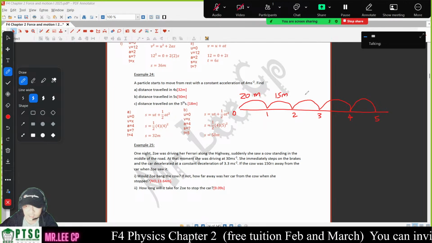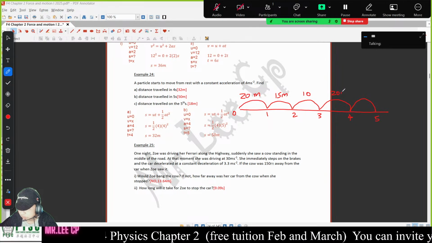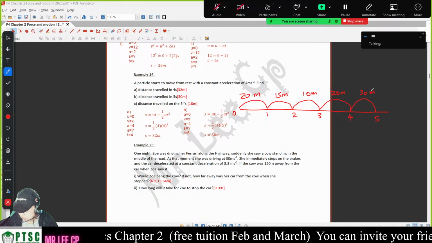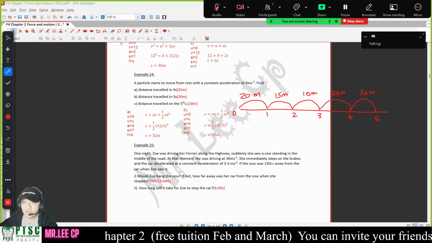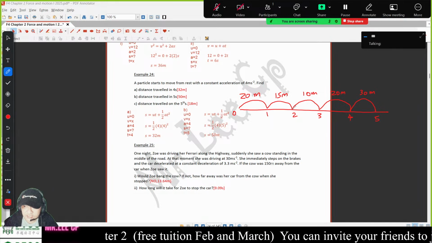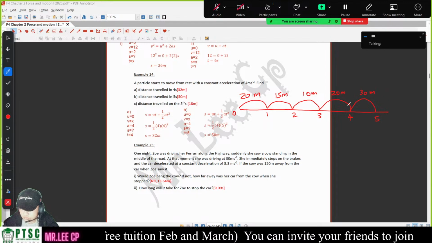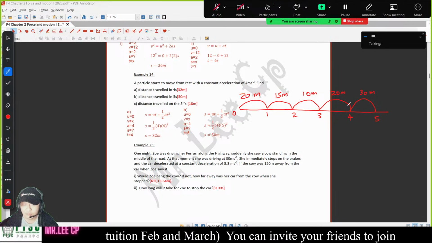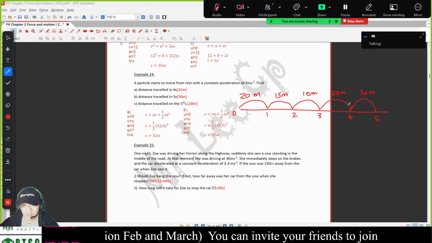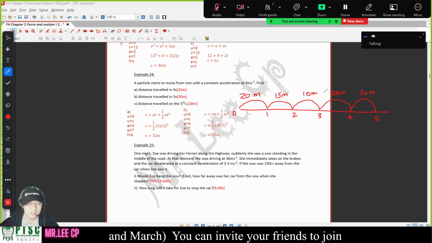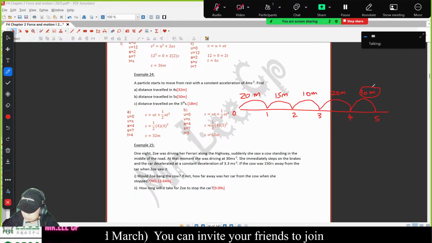Let's say you move 10, 20, 30. Right. Let's say only. So first second you move 20. Second second you move 15. Third second you move 10. Fourth second you are moving 20. Fifth second you are moving 30. So the one that I want to find is here.